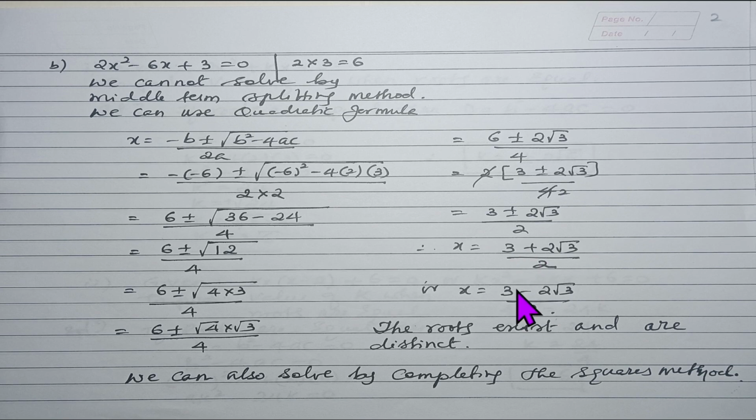So these are the two solutions, or the roots, of the given quadratic equation. Now the roots exist here and are 100% distinct. So that is how we find the roots by using the quadratic formula method. And we can also find the roots by another method called the completing the squares method.